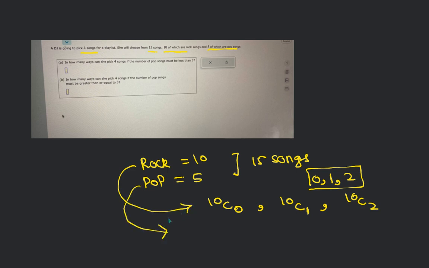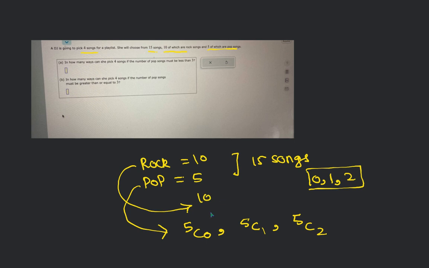Okay, in the case of pop, it will be 5C0 for the first case, the second one is 5C1, and the third one is 5C2. Let's say zero songs are from pop, so it means all four songs should be from rock. So 10C4.